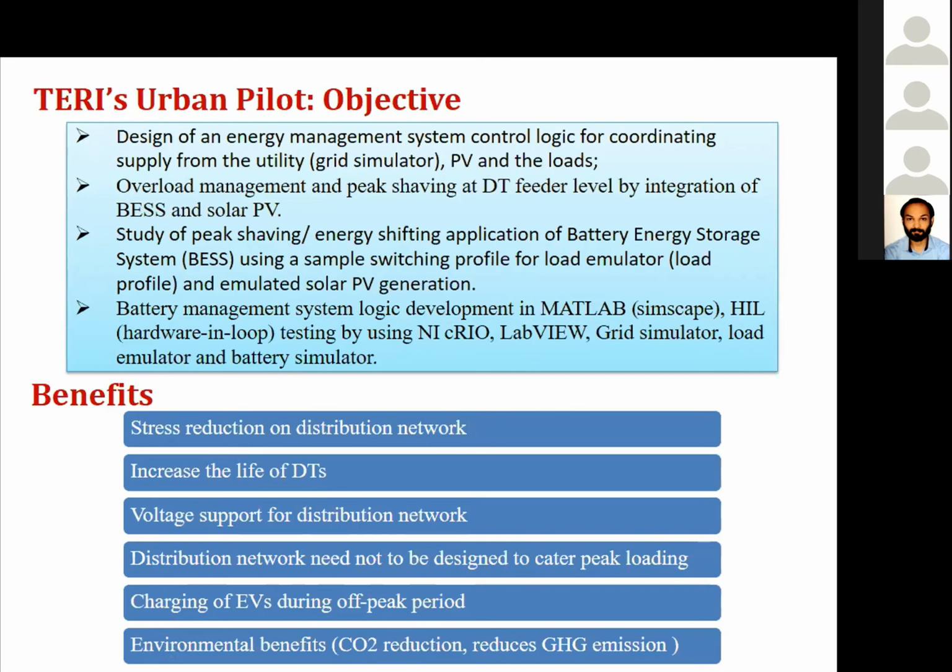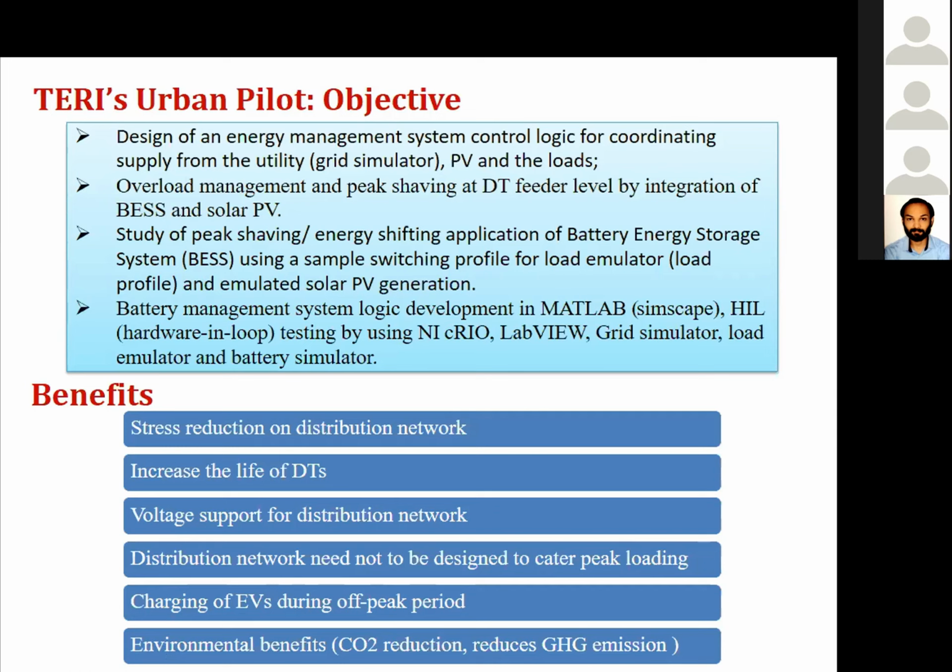The objective also is battery management system logic development in MATLAB, hardware-in-the-loop testing by using the NI Stereo in LabVIEW, and using the grid simulator, load emulator, and the battery simulator.